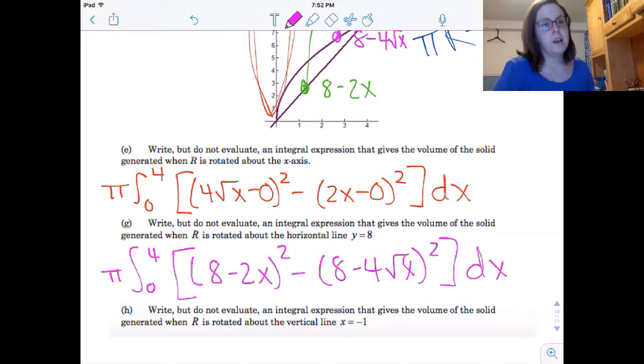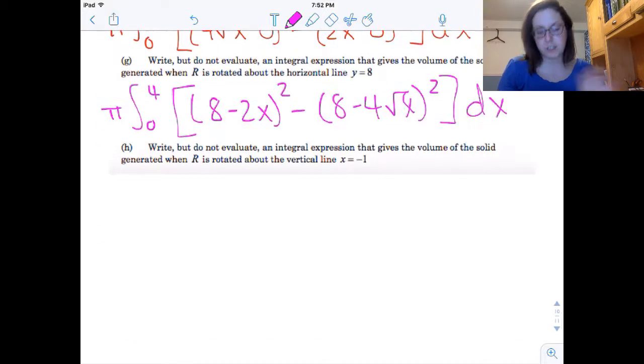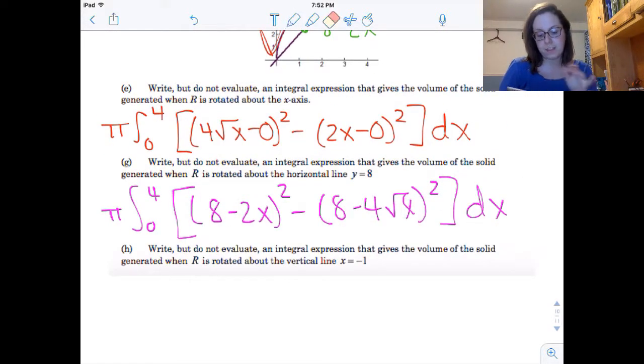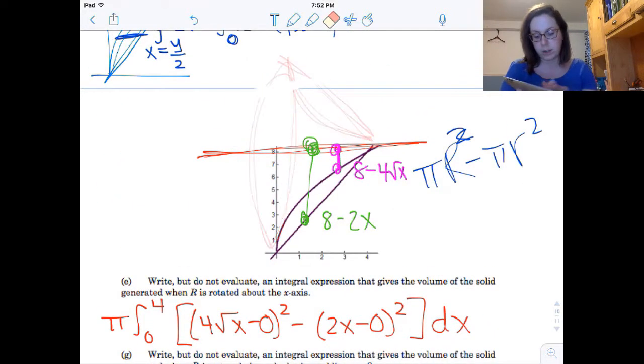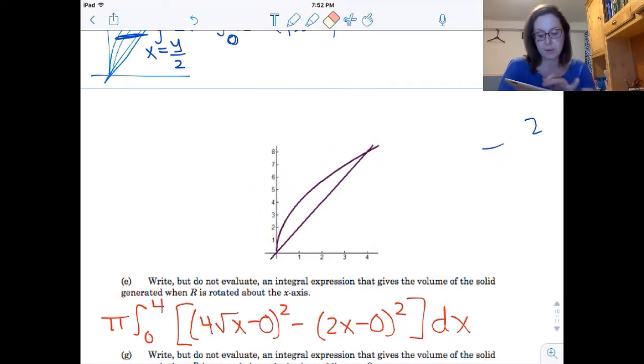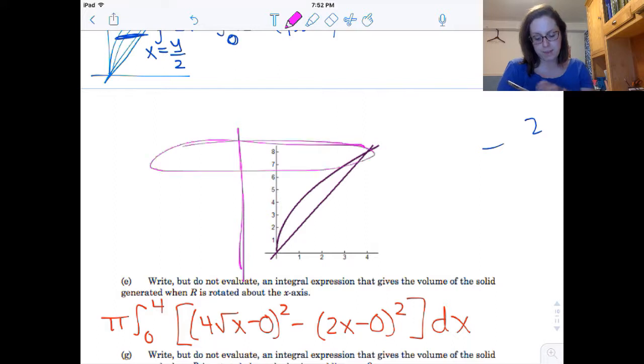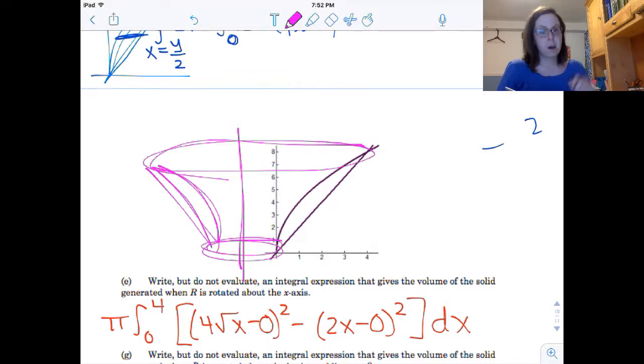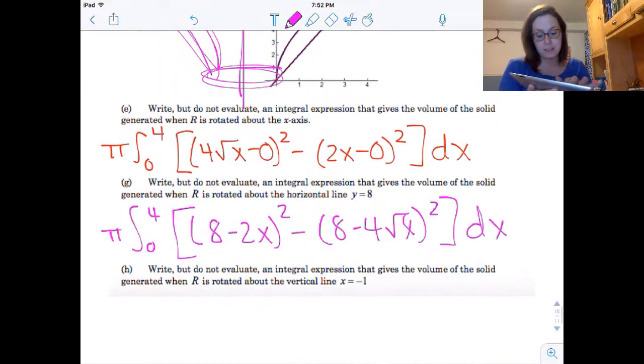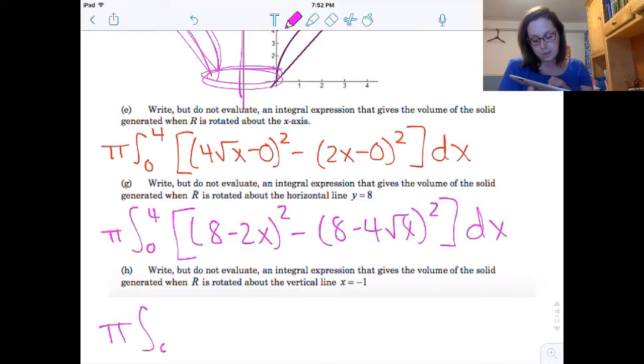All right, last one, and then I am just going to stick around for questions. Write but do not evaluate an expression that gives a volume when this is revolved around x equals negative 1. So, x equals negative 1, we're talking over here. We're talking about going around this way. So what I'm talking about is now using dy. So, I can already tell you that this is going to be pi, the integral from 0 to 8, dy.